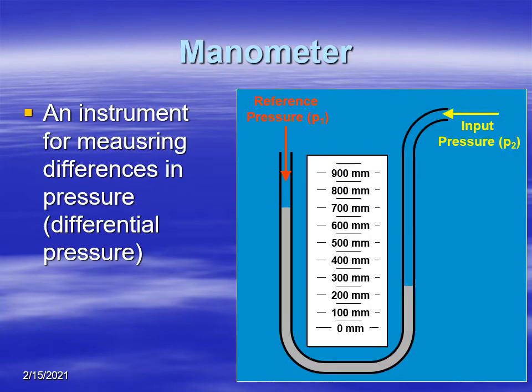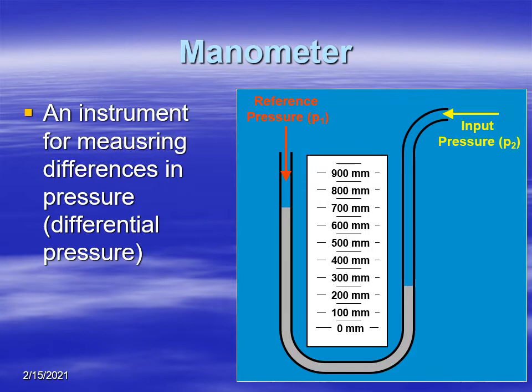A manometer is an instrument that measures the difference in pressure. It has a U-shaped tube that's typically made of glass. In that tube is some fluid, and typically that is mercury. Both ends of the tube are open, so you can measure different pressures.